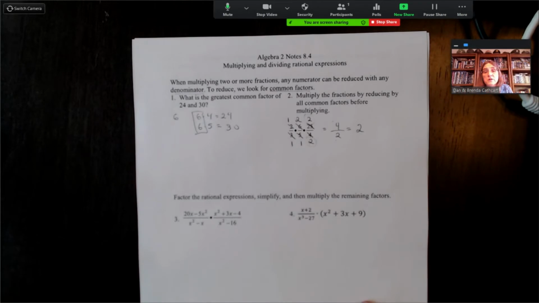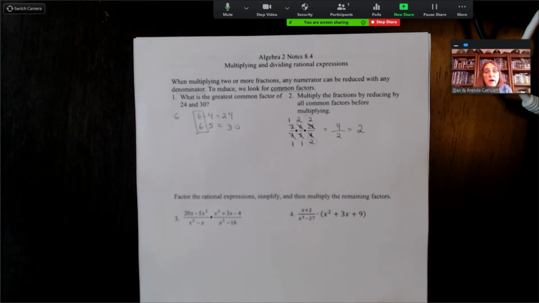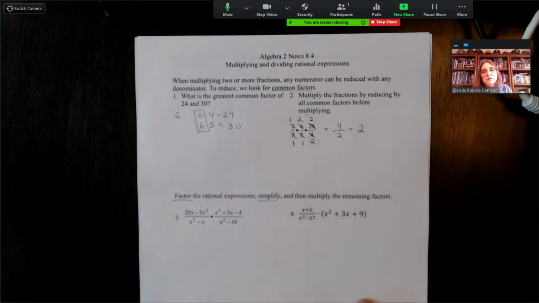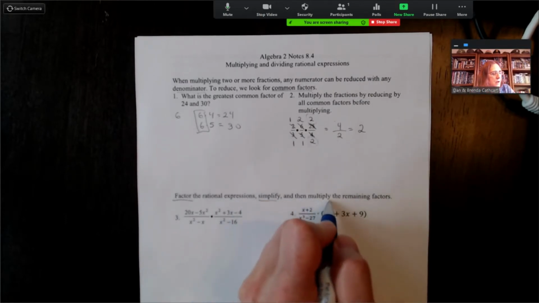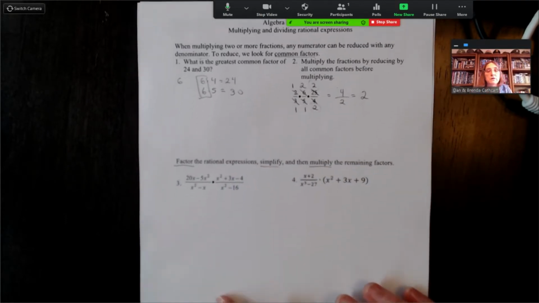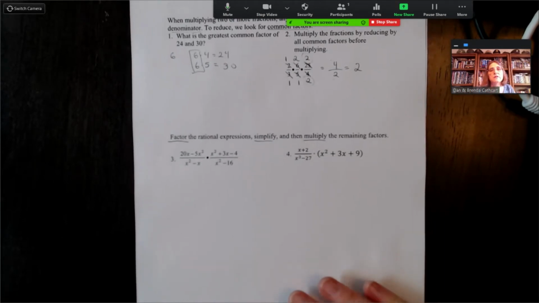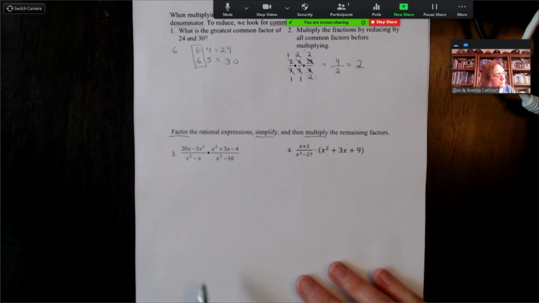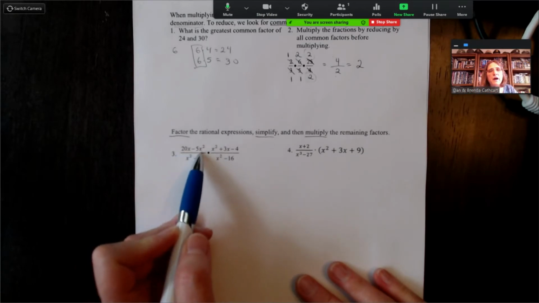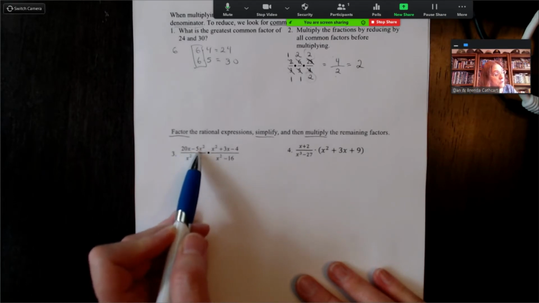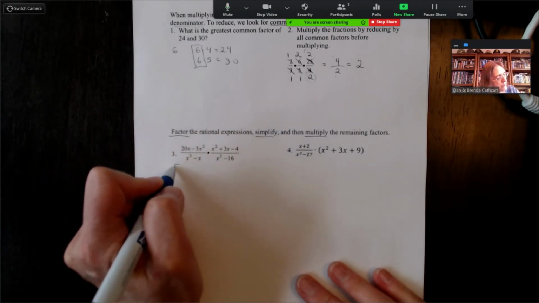With rational expressions involving binomials and trinomials, we have the same principle apply. We need to look for the factors and then reduce the common factors, and finally multiply the remaining factors. So let's take a look at this next example here. We have 20x minus 5x squared. This is a binomial. We can factor out a common factor for these two terms. A common factor is 5x.